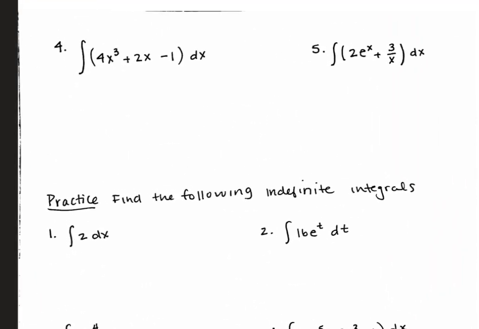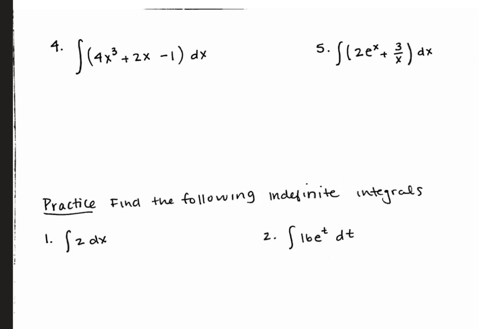Now we get to apply some of the properties. This is 3 different pieces, the 4x cubed, the 2x, and the minus 1. So I'm going to break it up into different integrals. So I'll have the integral of 4x cubed dx plus the integral of 2x dx minus the integral of 1 dx. So in the first one, I can take out the 4 and then take the integral of x cubed. That's the power rule, where I add 1 to the exponent and then divide by my new exponent.